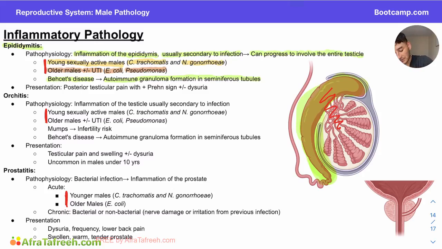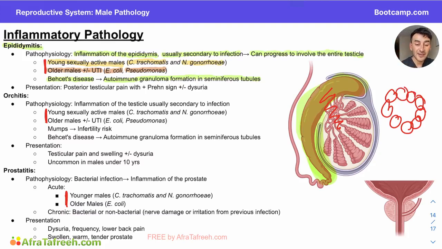And remember, granulomatous inflammation is often going to be this spherical inflammation pattern. It's going to be characterized by giant cells and epithelioid macrophages. Those are going to be hot words to look for on exam day. So be sure to be on the lookout for that language when talking about epididymitis.